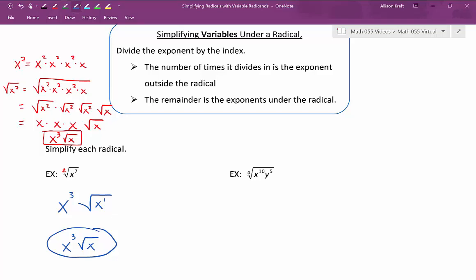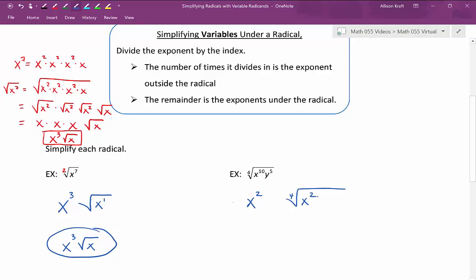Let's simplify the 4th root of x to the 10th, y to the 5th. We're going to do the same technique of dividing. It's just we need to do it with the x, and then we also need to do it with the y. So I'll start with the x. 4 goes into 10 2 times. So that's going to give us x to the 2nd on the outside. There will, however, be a remainder of 2. So that's x to the 2nd underneath the radical.